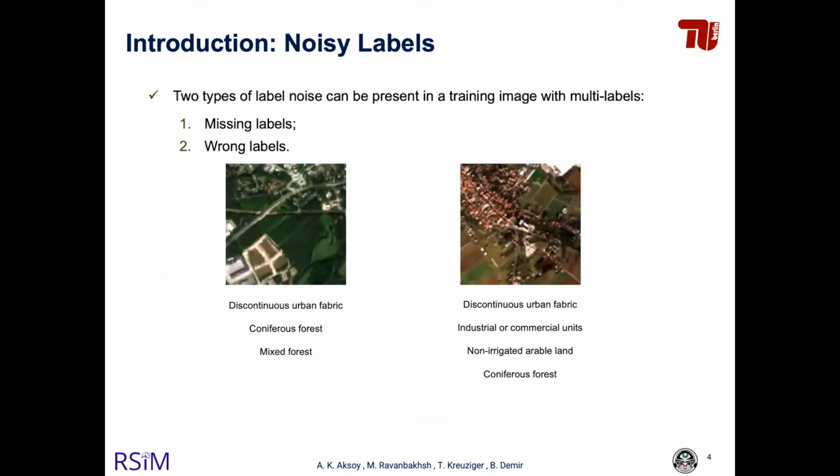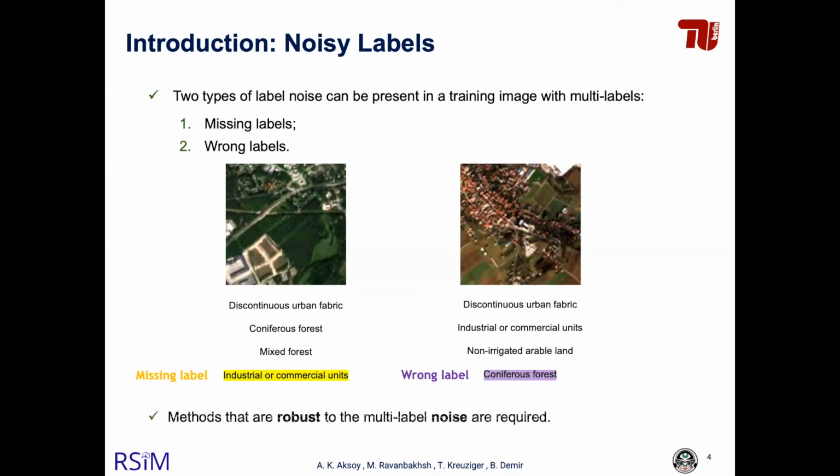In general, two types of label noise can be present in multi-label images. Noise associated with missing labels occurs when a land cover class label is not assigned to the image, but it is present in the image. Like in this example, the industrial or commercial unit label is missing. Another type is noise associated with wrong labels, which happens when a land cover class label is assigned to the image, but it is not present in the image. For example, here, the coniferous forest label is wrongly assigned to the image.